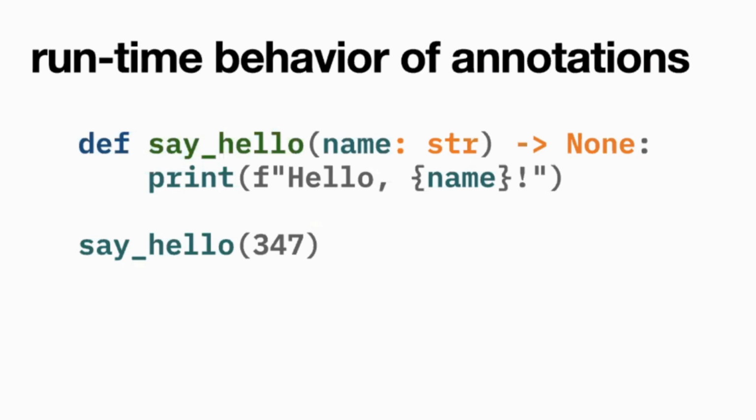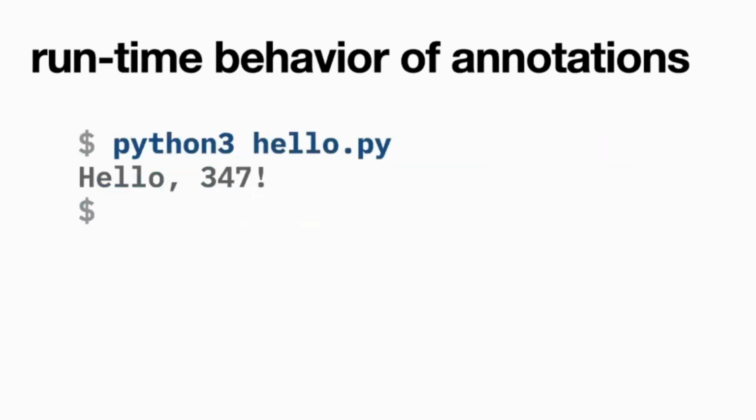So here's some code to illustrate the point. I've got a function called say hello, and it takes one argument, which is supposed to be a string. And then at the bottom, I'm calling this function wrong. The value that I'm passing to it is not a string, it's an integer. And so what do you think is going to happen when I run this program? Well, I run the program, and it doesn't care at all. Python just doesn't care.